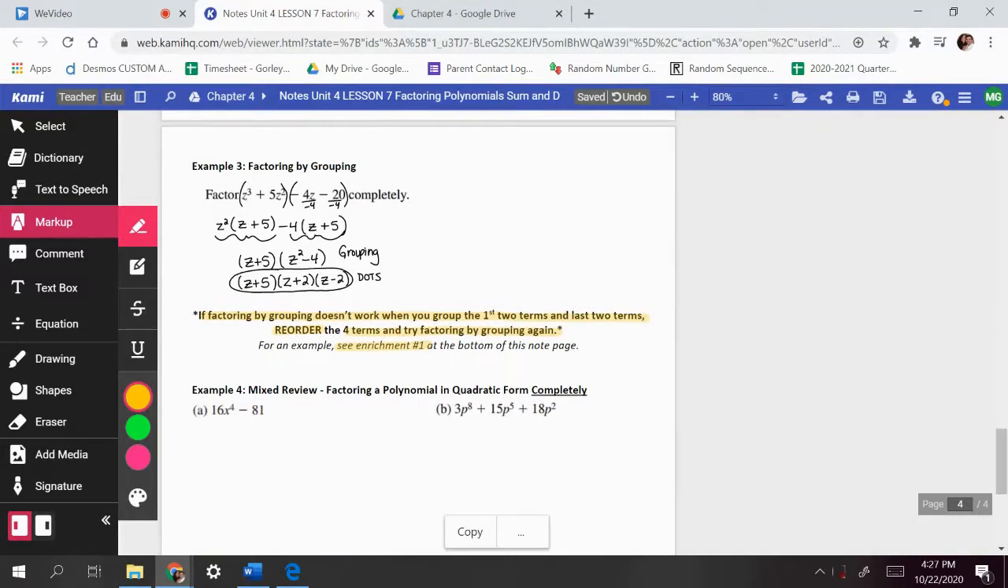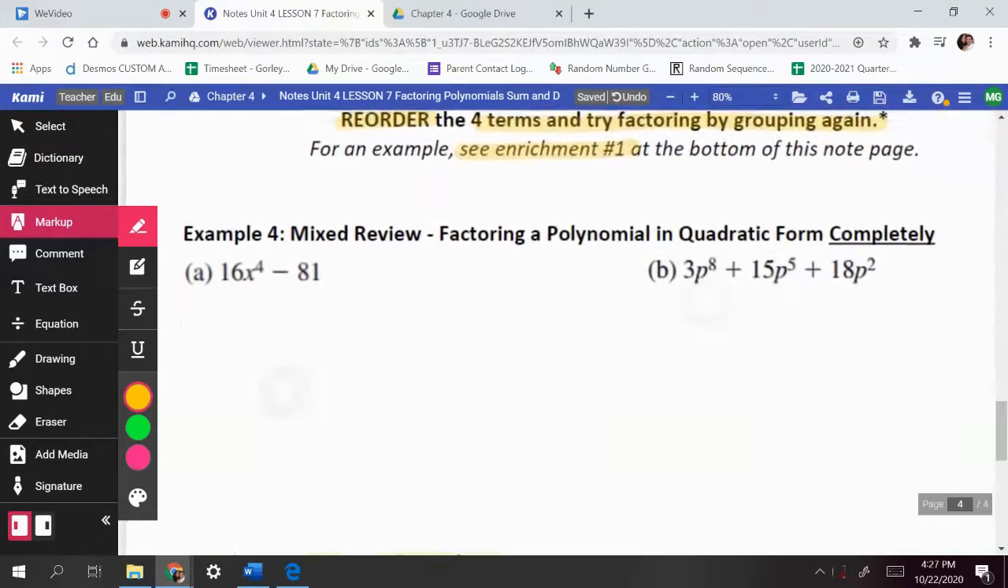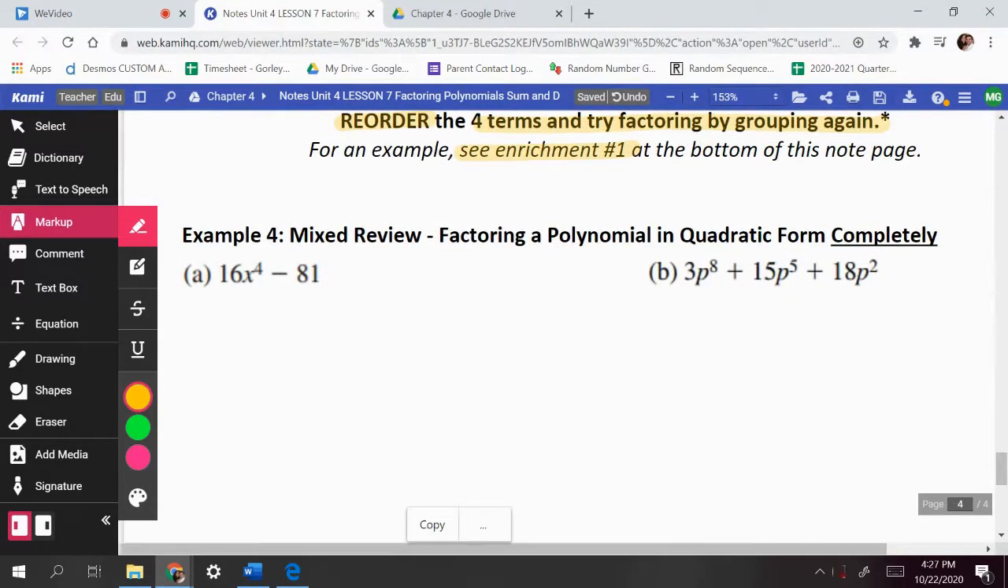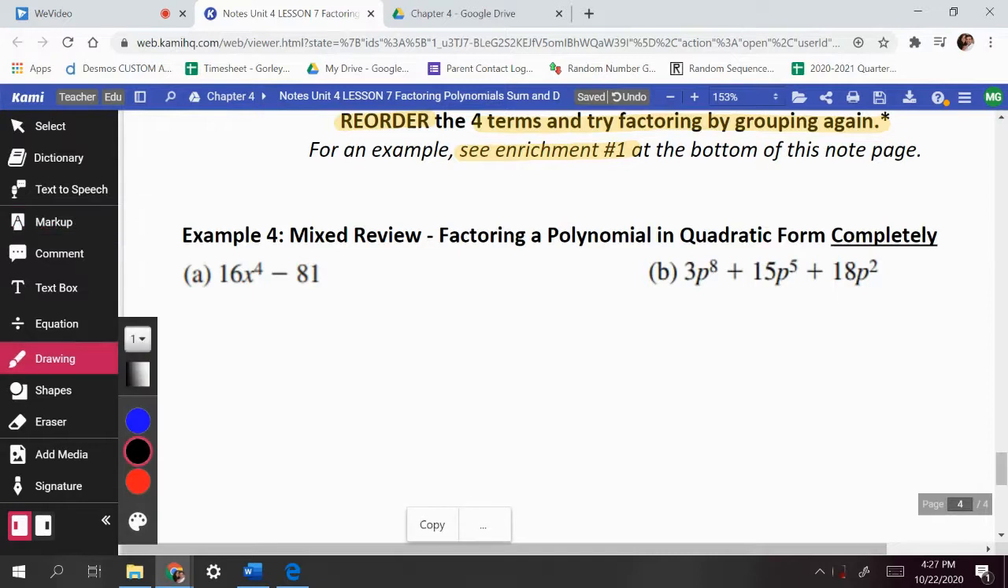All right, before we get to the enrichment, let's go ahead and go through example 4, which is mixed review. We're going to use our factoring flow chart here. Remember, the first thing I always try is always GCF. Is there a GCF for this expression? Is there anything they're both divisible by?